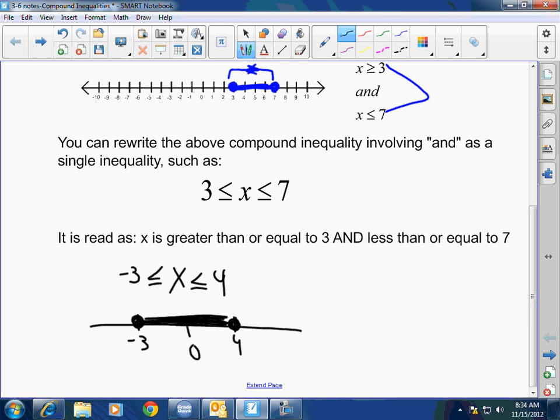Yes, sir. Okay, I didn't understand your question. What's a regular inequality? I don't know what that means. This is the way I taught you. This is what I'm teaching you. You mean just a single inequality by itself?